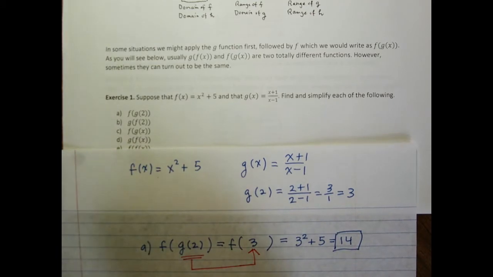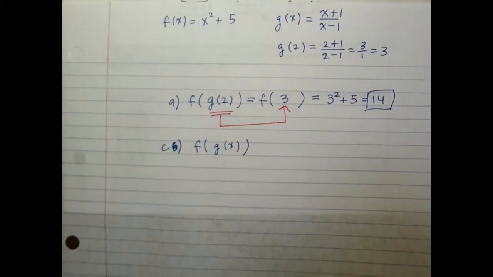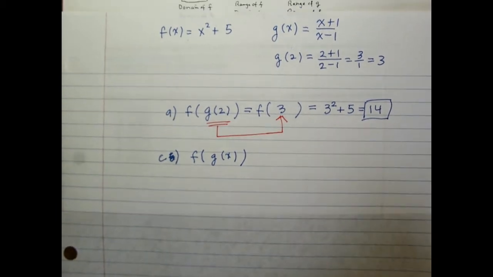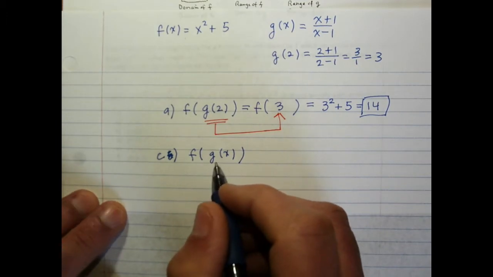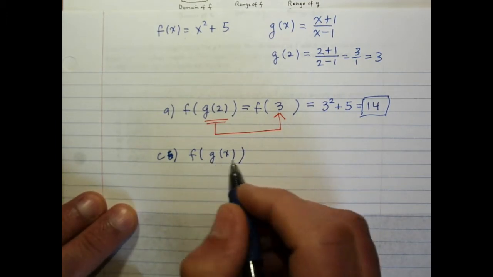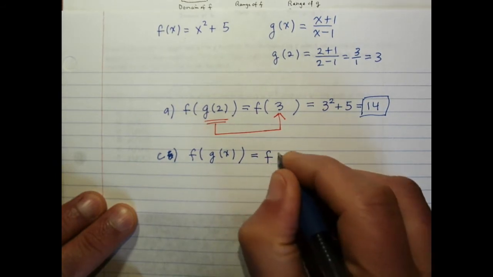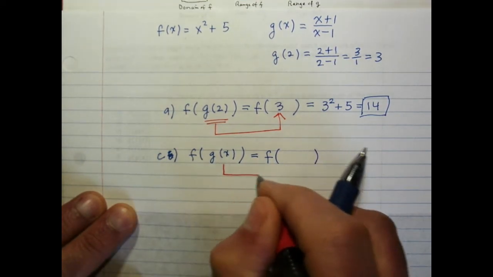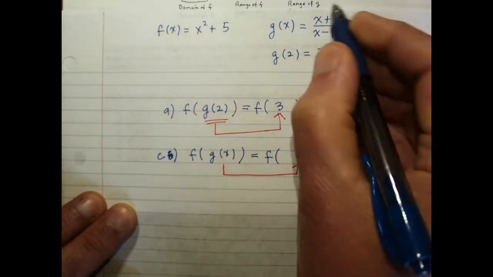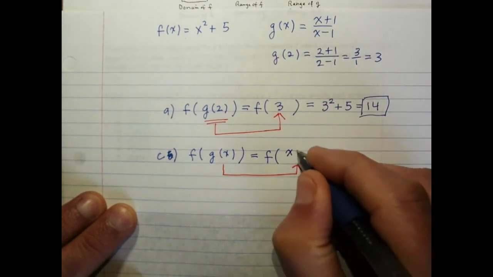Now let's just do one more example. I want to jump to C, f of g of x. Let's not work with actual numbers, but try to describe this using the function expressions. And when I have a function expression inside parentheses, I can just recopy that function expression. So inside here, for g of x, I can write x plus 1 over x minus 1.